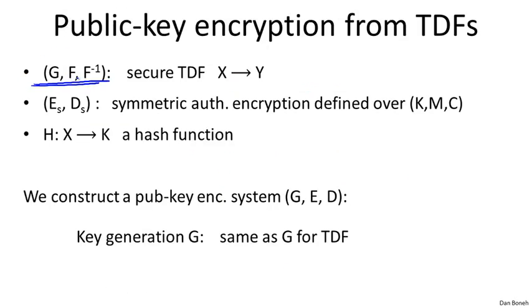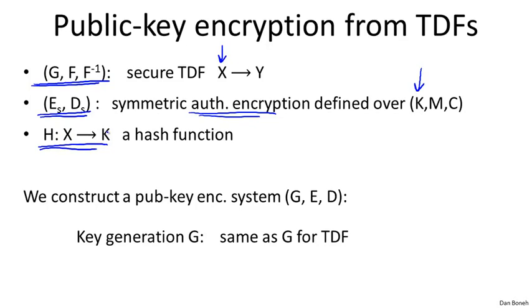The other tool we're going to need is a symmetric encryption scheme, and I'm going to assume that this encryption scheme is actually secure against active attacks. So in particular, I need it to provide authenticated encryption. Notice that the symmetric encryption system takes keys in K, and the trapdoor function takes inputs in X. Those are two different sets. And so we're also going to need a hash function that goes from X to K. In other words, it maps elements in the set X into keys for the symmetric encryption system.